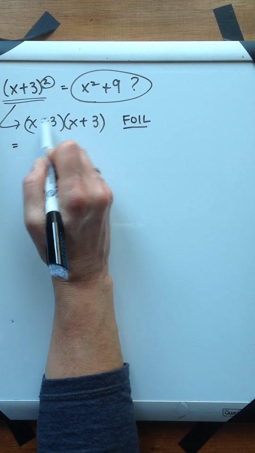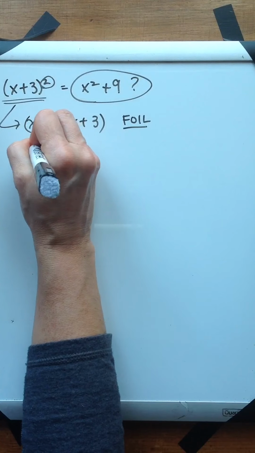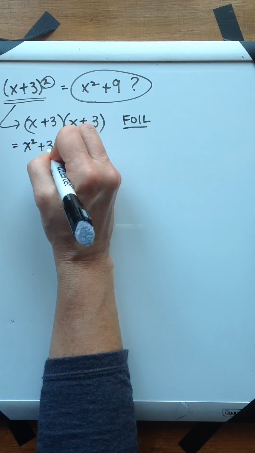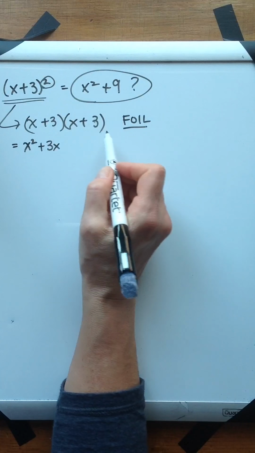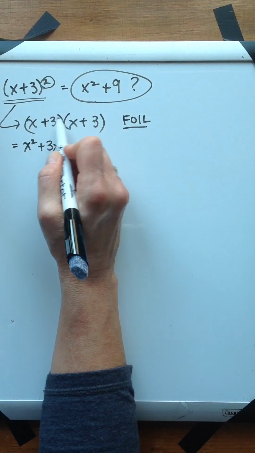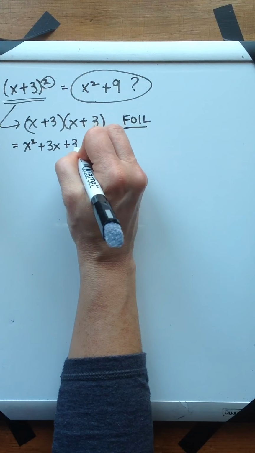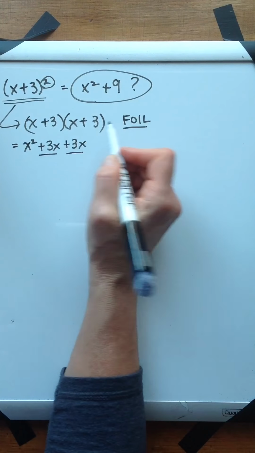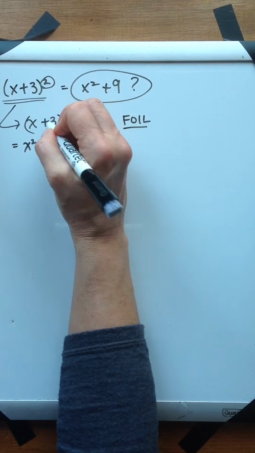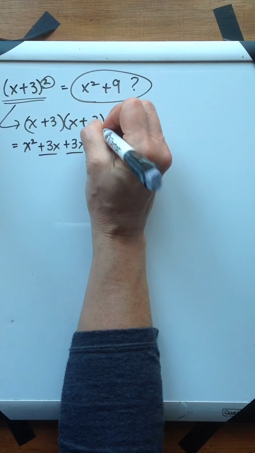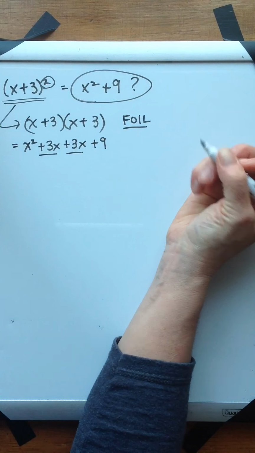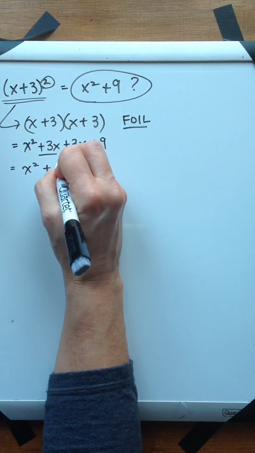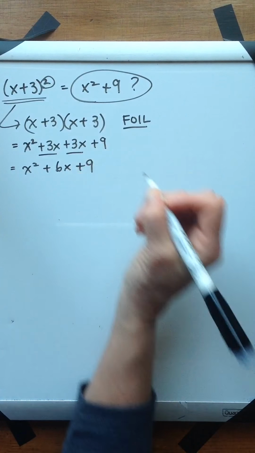So if we multiply the first terms times each other, we get x squared. If we multiply the outside terms times each other, we get 3x. And because of the symmetry of this, we also notice that when we multiply the inside terms together, we also get 3x. Isn't that interesting that they're both the same? But it makes sense because, again, of the symmetry here. And then finally, 3 times 3 would be 9. Let's collect these like terms to see that, in fact, the solution is x squared plus 6x plus 9.